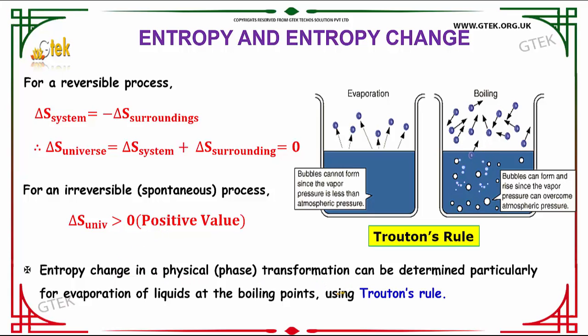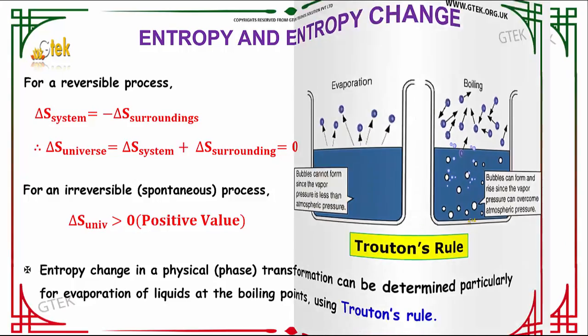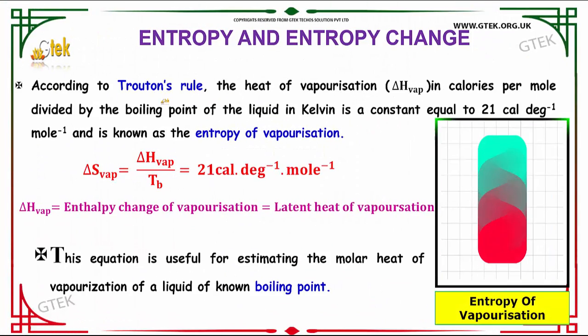Entropy change in a physical transformation can be determined, particularly for evaporation of liquids at the boiling point, using a typical rule that is called Trouton's rule. According to Trouton's rule, the heat of vaporization, delta H vap, in calories per mole divided by the boiling point of the liquid in Kelvin is a constant and is equal to 21 calories per degree per mole. This is called the entropy of vaporization. So delta H vap is the enthalpy change of vaporization, which is equivalent to the latent heat of vaporization. This equation is useful for estimating the molar heat of vaporization of a liquid of known boiling point.